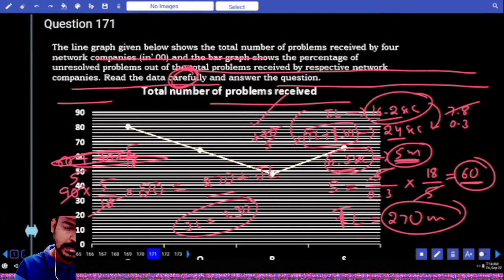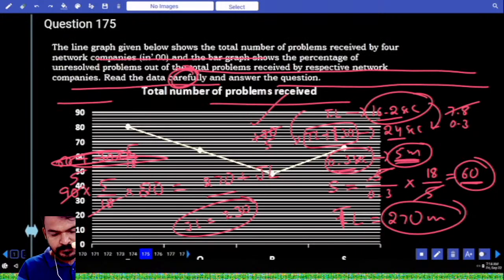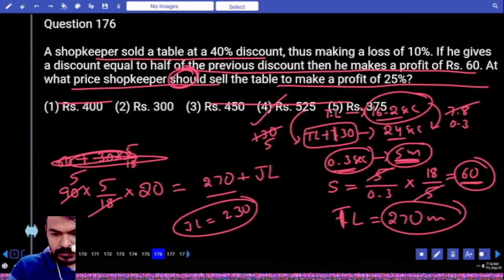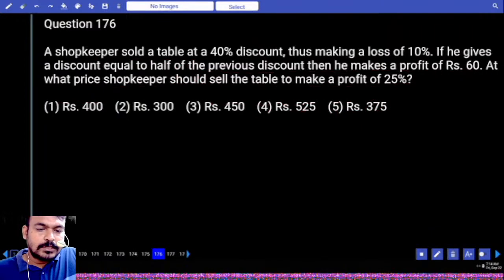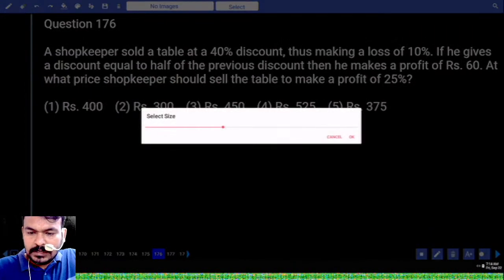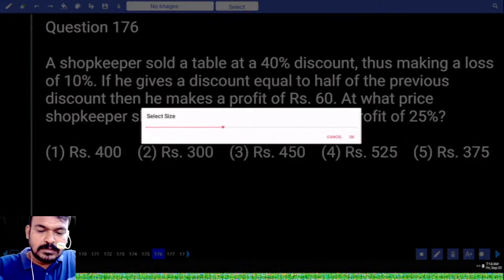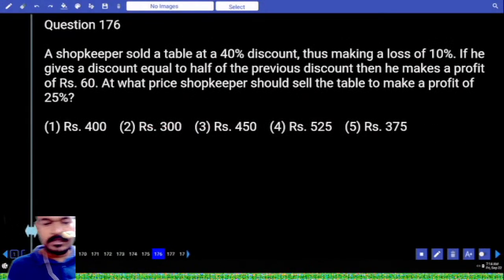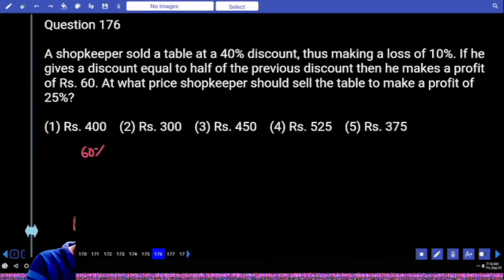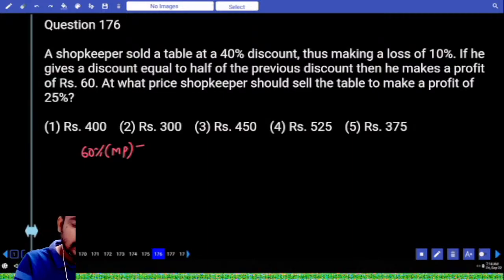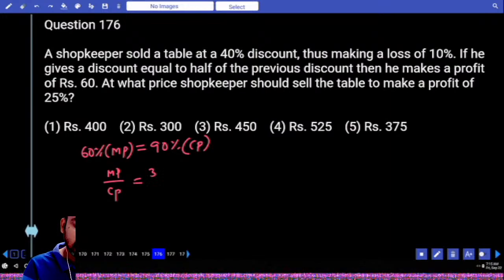Next, arithmetic questions, again 176. A shopkeeper sold a table at 40% discount and thus made a loss of how much? 10%. 40% discount means selling price is 60% of market price. 10% loss means selling price is 90% of cost price. Then market price to cost price are in which ratio? 3:2. Means market price is 3 parts, cost price is 2 parts.